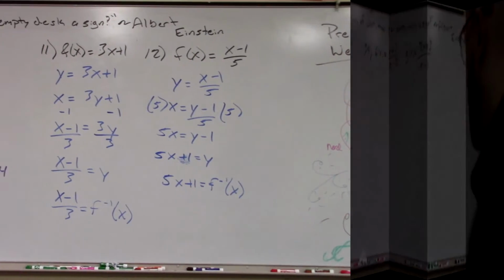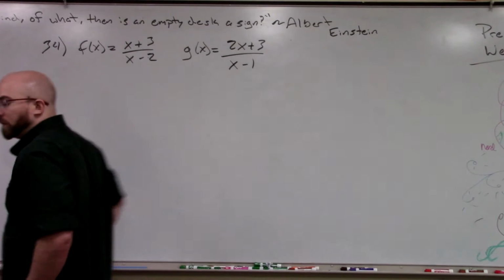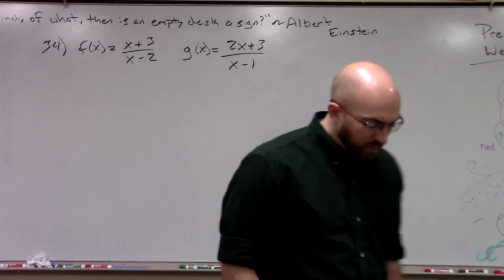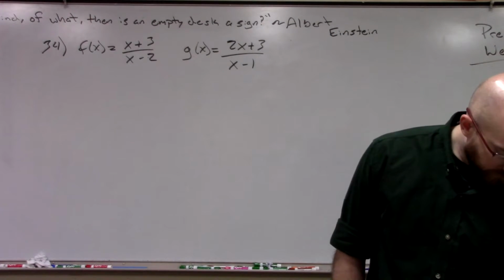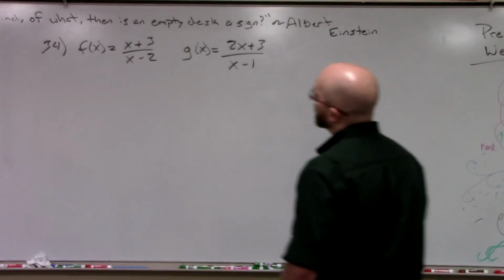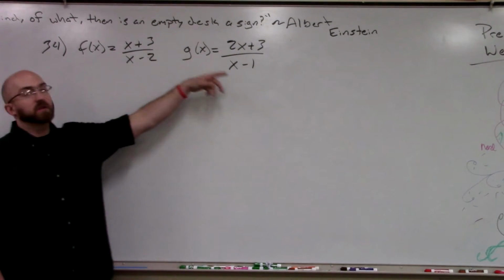Okay, for the last example, we have number 34, and it says show that f and g are inverse functions algebraically. So, basically we want to show that the inverse function of f of x is equal to g of x.